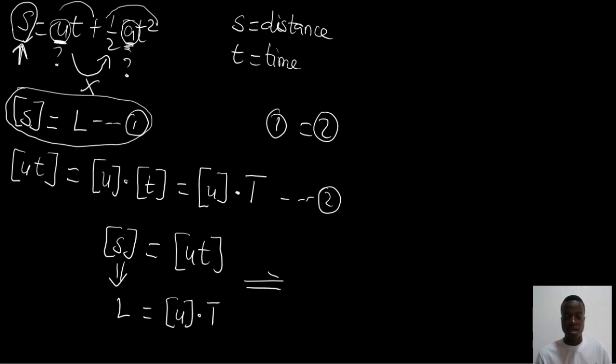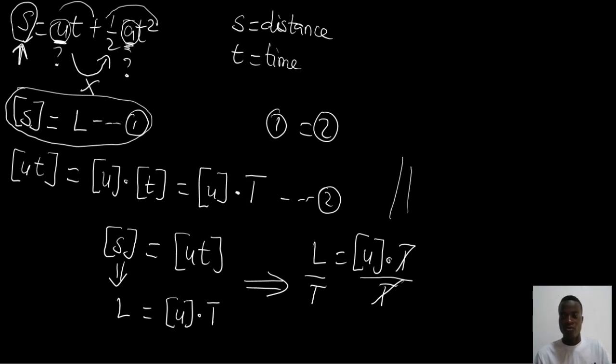Now, if you move this here, we have to make U the subject. So L is equal to the dimensional expression of U times the expression of T. I will divide both sides by T, so this one will simplify this. Then let me write it like this. What we have is L over T is equal to only U. And this can be written as L T to the power negative 1, which is equal to the expression of U.